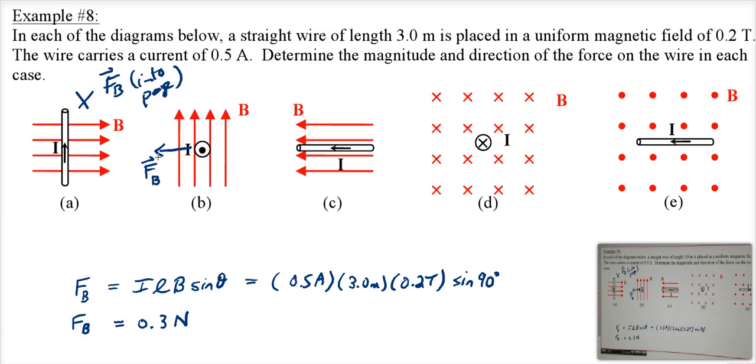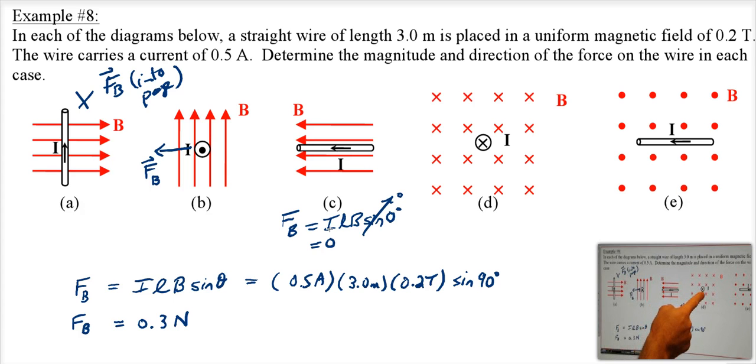Moving on to part C now. We have the current going to the left and the magnetic field also going to the left. And if you recall here, I could just calculate the magnetic force. It will be equal to I, L, B, times the sine of 0 degrees. And sine of 0 degrees is 0. There will be no magnetic force. If you recall, there will be no magnetic force if the current and the field are parallel or anti-parallel.